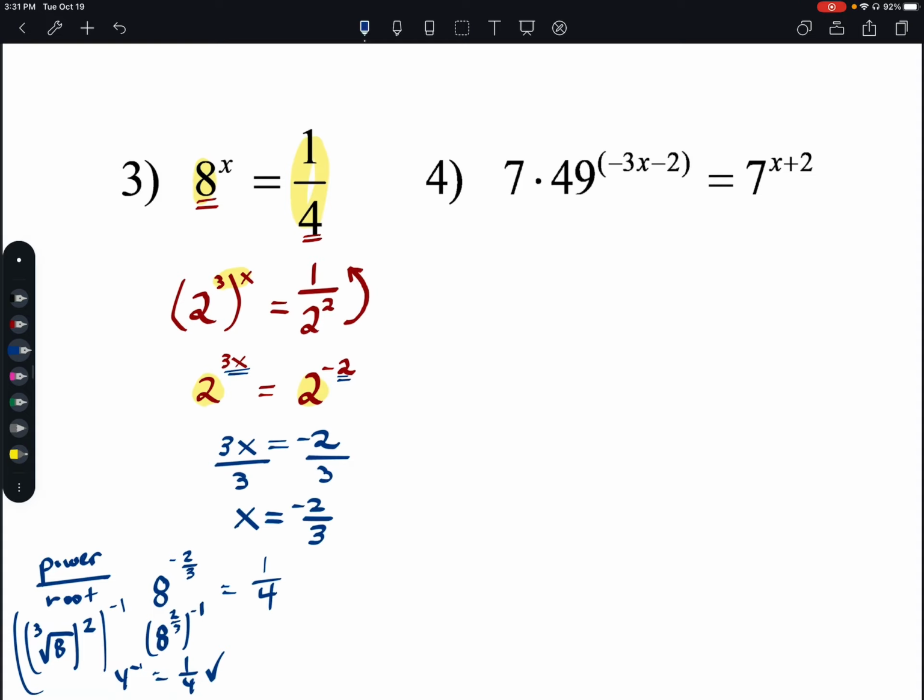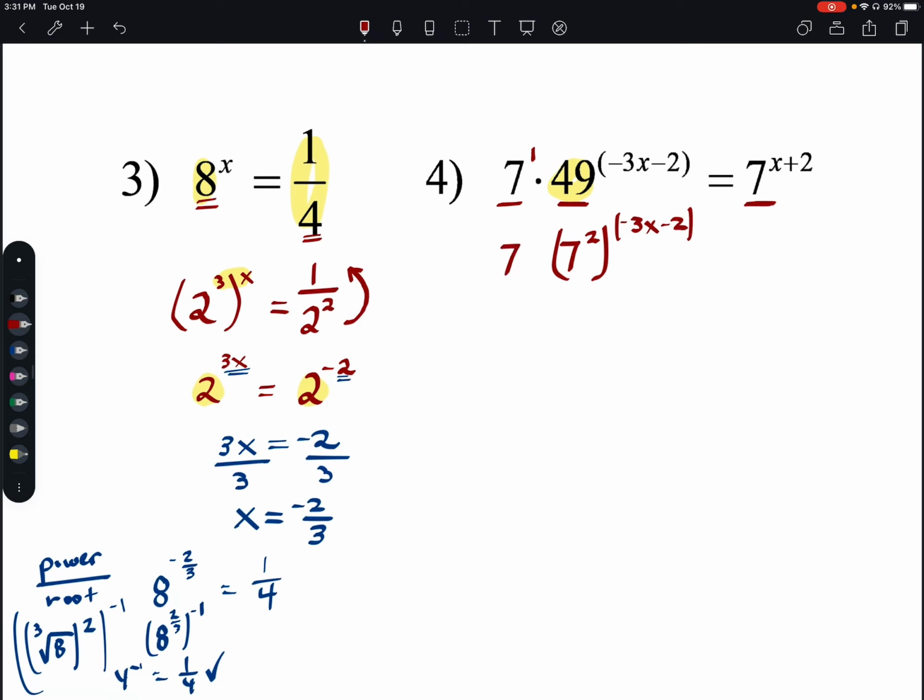All right, let's do the last one. We have 7 times 49 raised to the power of negative 3x minus 2 is equal to 7 to the power of x plus 2. So we've got 3 bases right now. This is like 7 to the first. We have 49, which we're probably going to have to rewrite, because we need it to be a 7 also. So this is really 7 squared raised to the power of negative 3x minus 2.